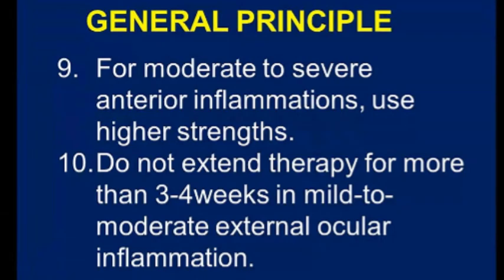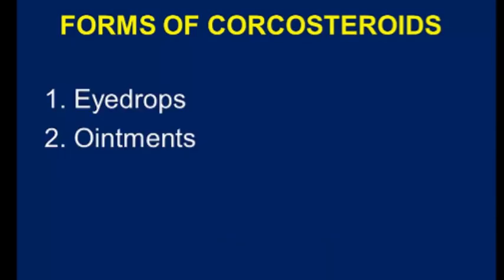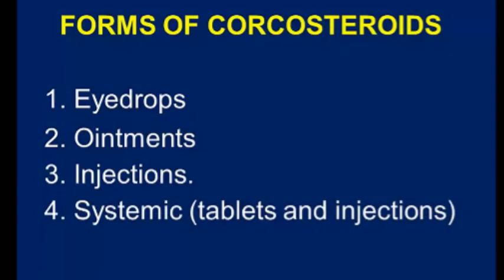For moderate to severe inflammation, use higher strengths. So do not extend therapy. Do not extend treatment for more than 3 to 4 weeks in mild to moderate ocular inflammations, especially external ocular inflammation. So it is usually administered for 2 weeks or at most 3 weeks. So do not exceed 4 weeks for mild to moderate external ocular inflammation. Our corticosteroid can be in the form of eye drops, ointment, injections, tablets, or a systemic format.